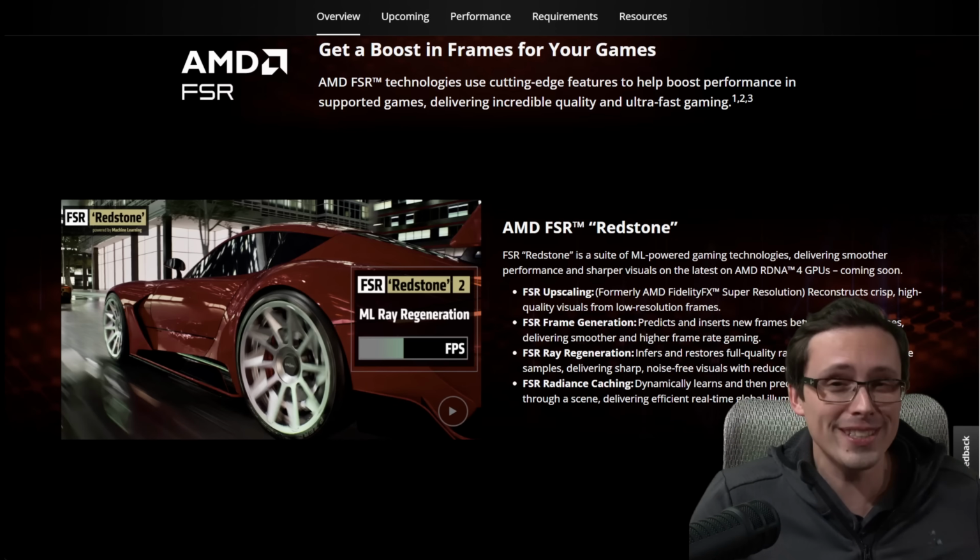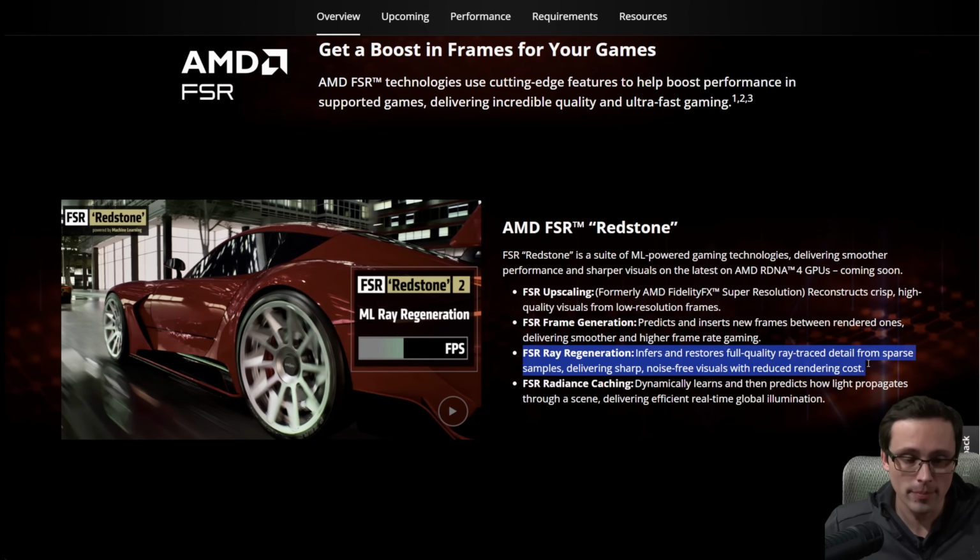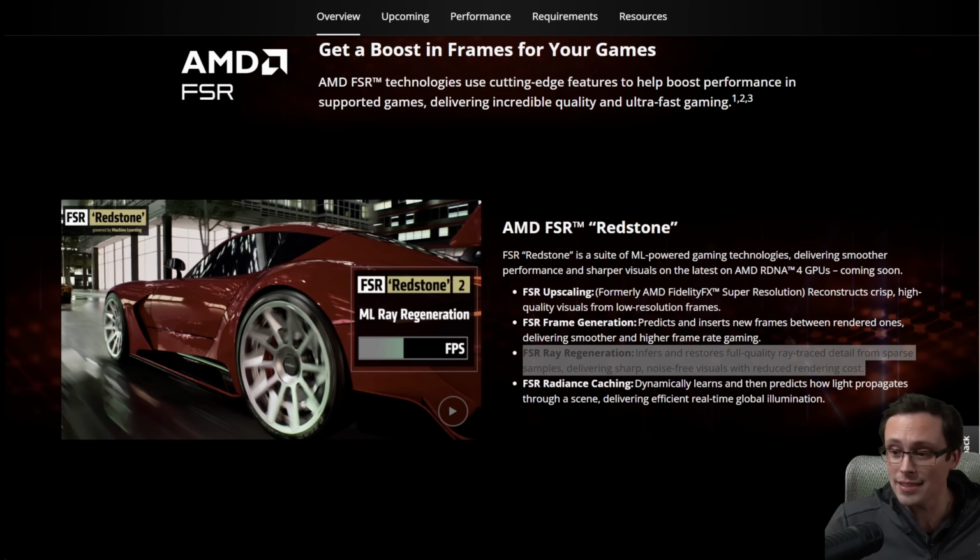I'm hoping we still get the full thing, because again, a reminder that this is just one piece of FSR Redstone. So to be clear, the full FSR Redstone does include Ray Regeneration, which says that it infers and restores full quality ray trace detail from sparse samples, delivering sharp, noise-free visuals with reduced rendering cost. In other words, Ray Regeneration is a machine learning based denoiser for ray traced upscaling, similar to NVIDIA's ray reconstruction, at least as it's been described. In this video, we can now finally actually test it out.